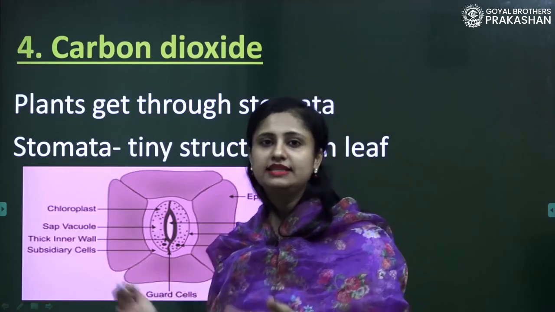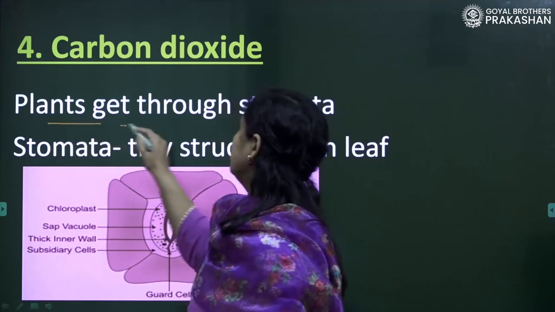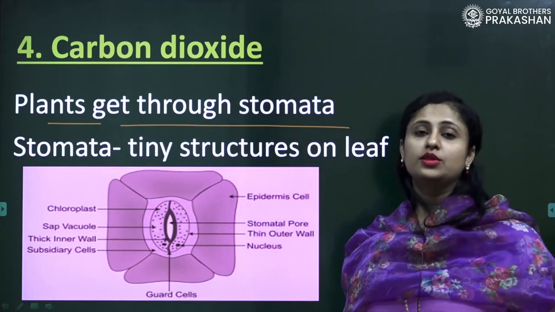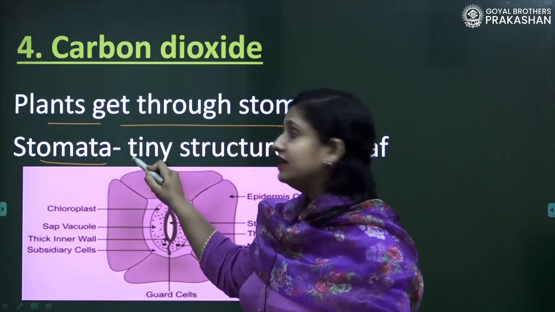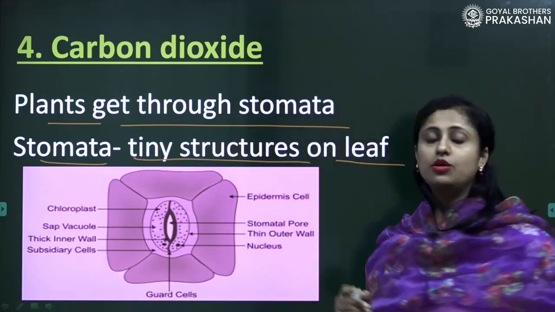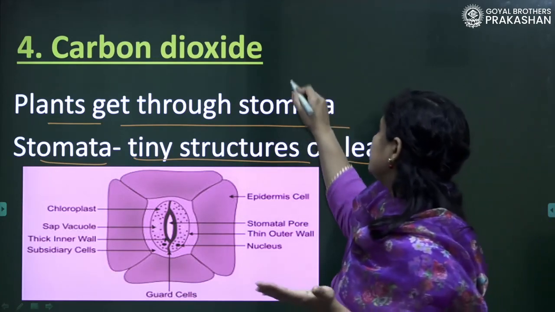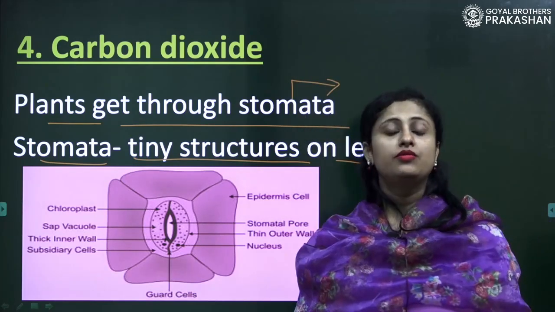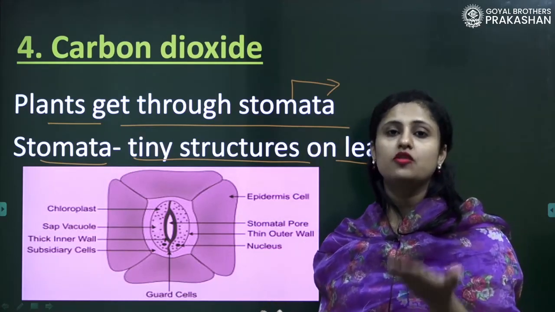Now, let's see carbon dioxide. The plants get carbon dioxide through stomata, and stomata are the tiny structures present on the surface of leaves. So, stomata are responsible for the exchange of gases across the body surface of plants.